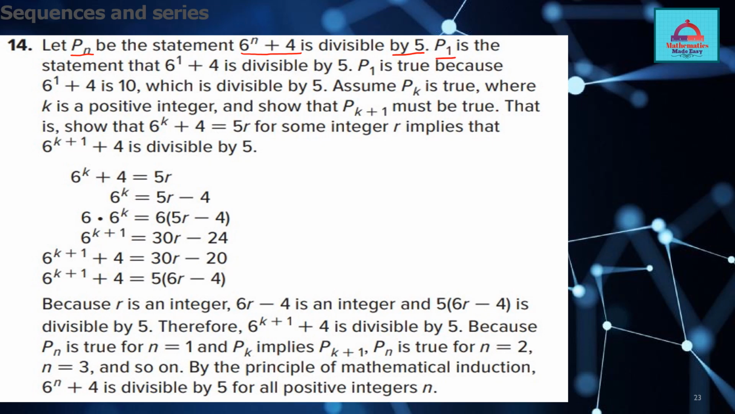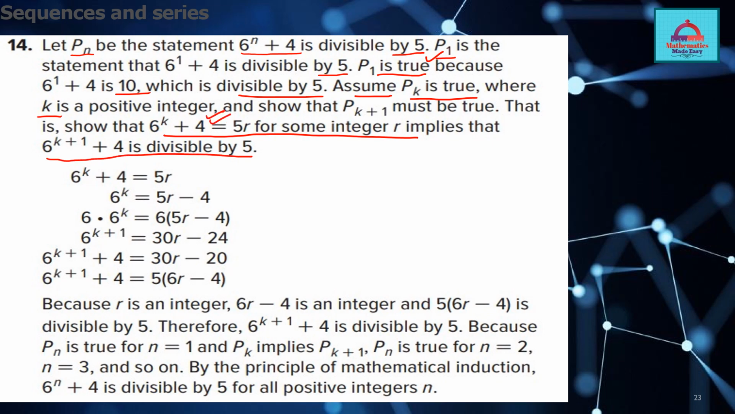Is P1 true? So I put n equal to 1. So 6 to the power 1 plus 4 is divisible by 5. Very true, because it is equal to 10, which is divisible by 5. So P1 is true. That's what we have checked. Now let's make an assumption that Pk is true, where k is a positive integer. So if Pk is true, I can write 6 to the power k plus 4 is equal to 5r for some integer r, and we have to check whether Pk plus 1 is true or not.